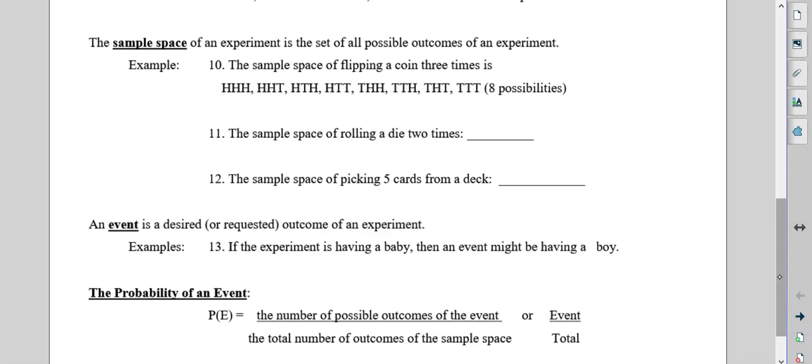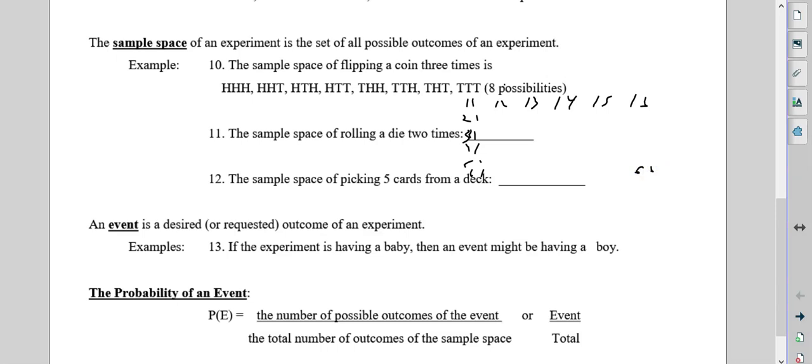So for flipping a coin 3 times, you can have heads, heads, heads, heads, heads, tails, all the way down to tails, tails, tails. There are 8 possibilities. I'm not going to read them all. If you roll a die 2 times, and I'm not going to put the whole thing here, you could have a 1 and a 1, a 1 and a 2, a 1 and a 3, 1 and a 4, a 1 and a 5, 1 and a 6. Or you could have a 2 and a 1, 2 and so forth, 3 and a 1, 4 and a 1, 5 and a 1, 6 and a 1, all the way down to 6 and a 6. And you would fill in that whole chart.